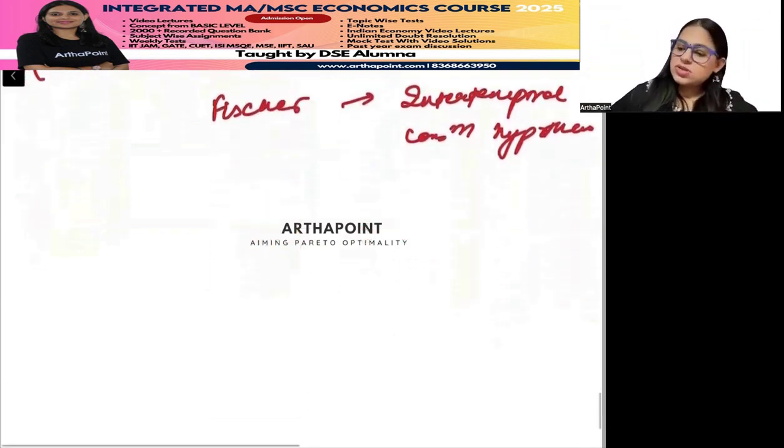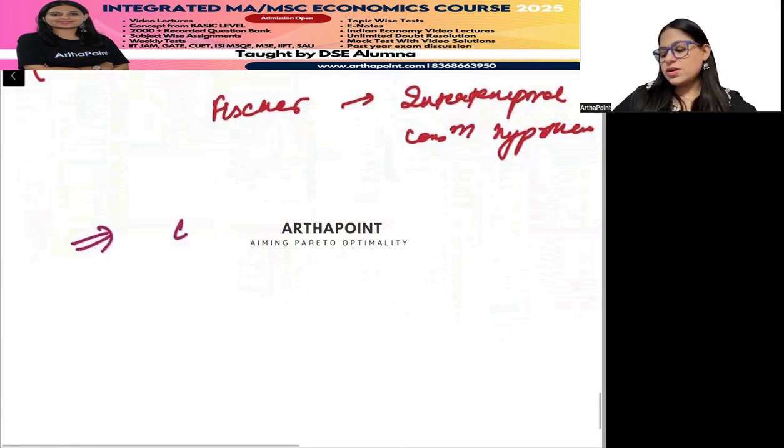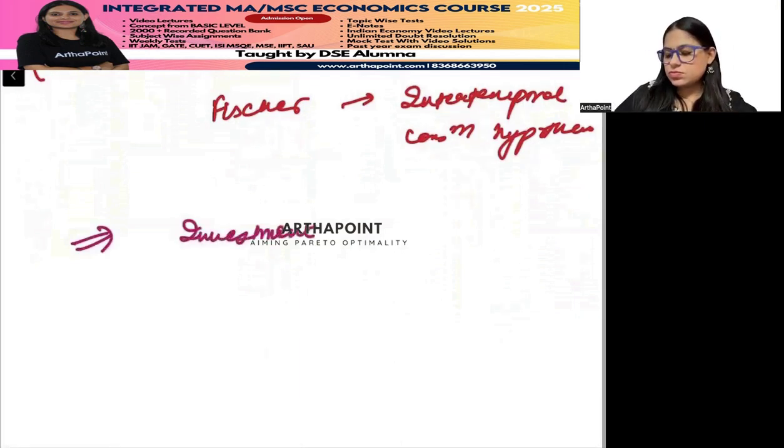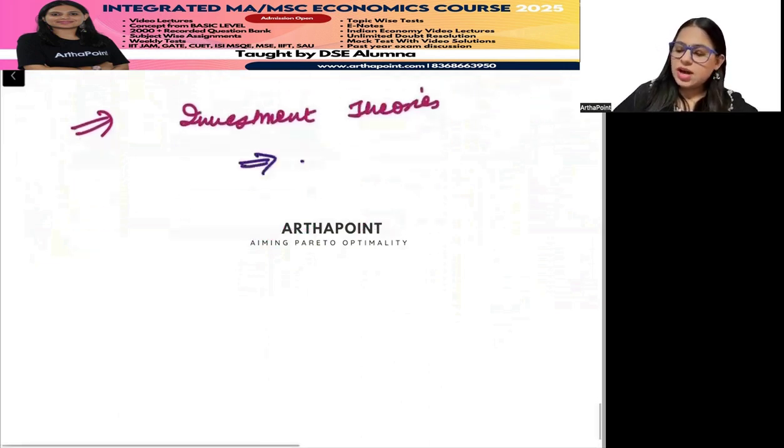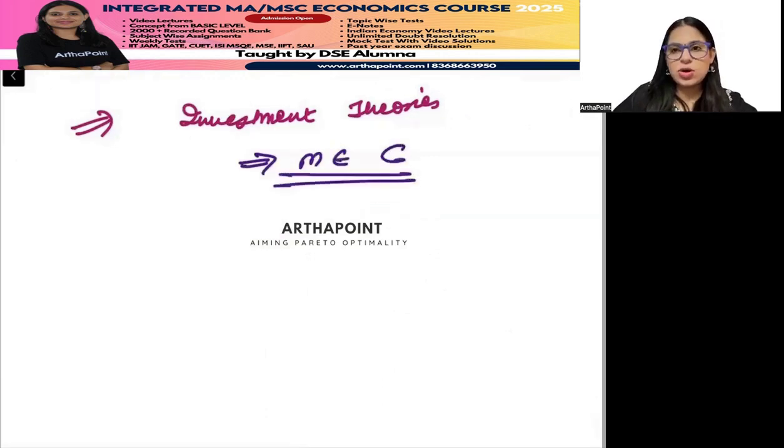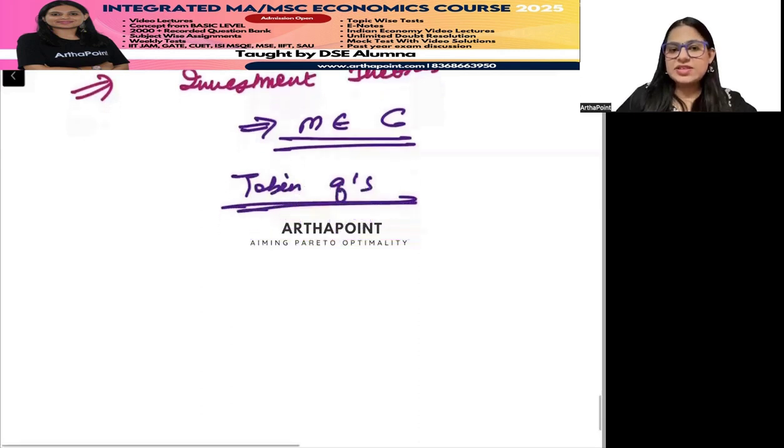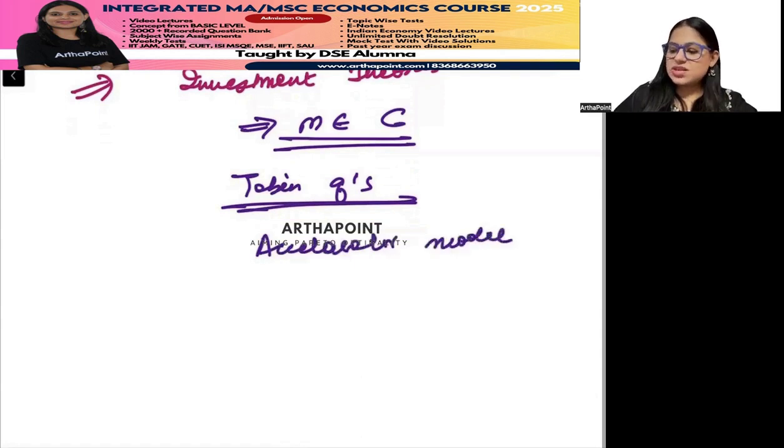Okay, beta. Apart from this, then you will focus on your investment theories. So if you remember, we have already done marginal efficiency of capital. इस चीज को आप revise करोगे. You will focus on MEC, and you will also revise back Tobin's Q. Important, huh? And investment multiplier and accelerator model. All these 3 are available on your portal, and you will go ahead and revise this.